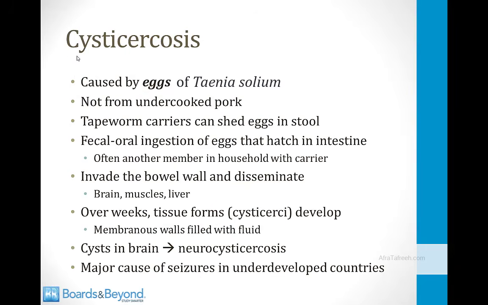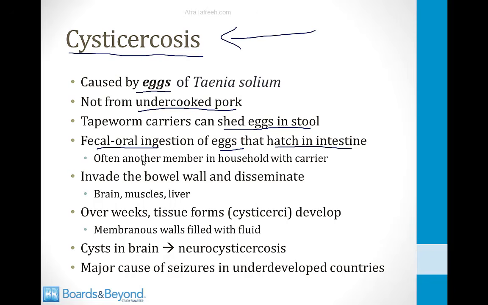A related disease to teniasis is called cysticercosis, and this is caused by the eggs of Taenia solium. It's very important to understand that this condition is not from undercooked pork. The way you get cysticercosis is that tapeworm carriers, so people who are infected with the tapeworm, shed the eggs in their stool, and then someone else will have fecal-oral ingestion of those eggs, which will then hatch in the intestine. So often when someone gets cysticercosis, there's another member of the household who is a carrier of the tapeworms and shedding the eggs in their stool. Very important to understand that when you ingest the larvae from undercooked pork, you get teniasis. When you ingest the eggs from fecal-oral contamination, you get cysticercosis.